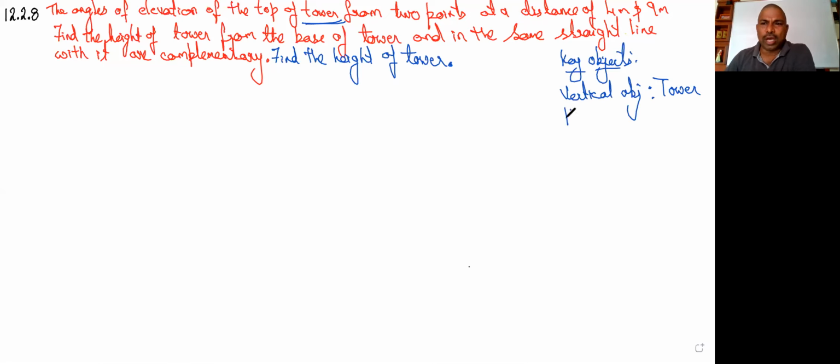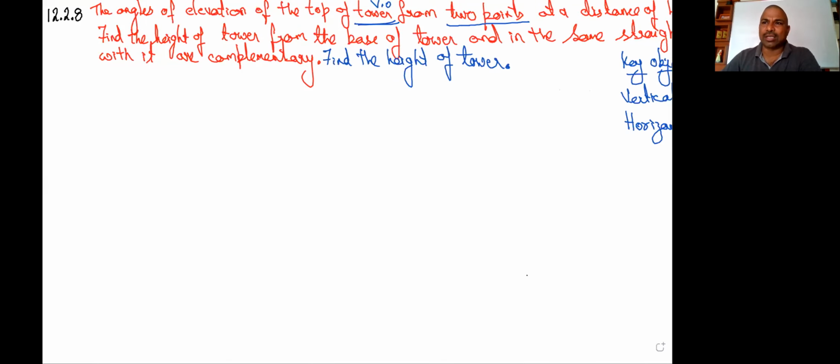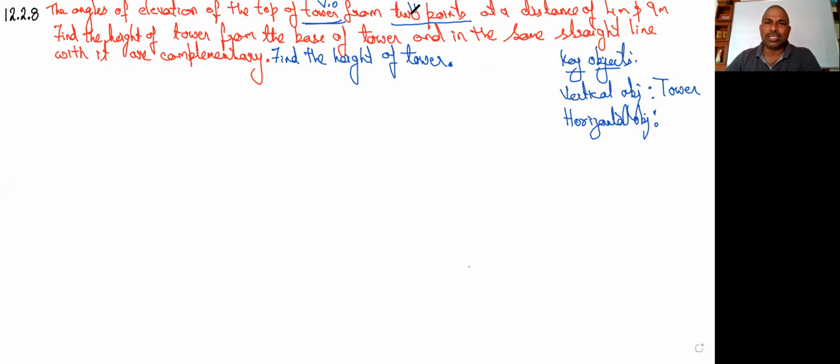Okay, now we need horizontal objects. He didn't give any other point except 2 points. There are only 2 points. On the horizontal line, he is talking about 2 points. The vertical object is nothing but the tower. Horizontal objects are nothing but the 2 points.